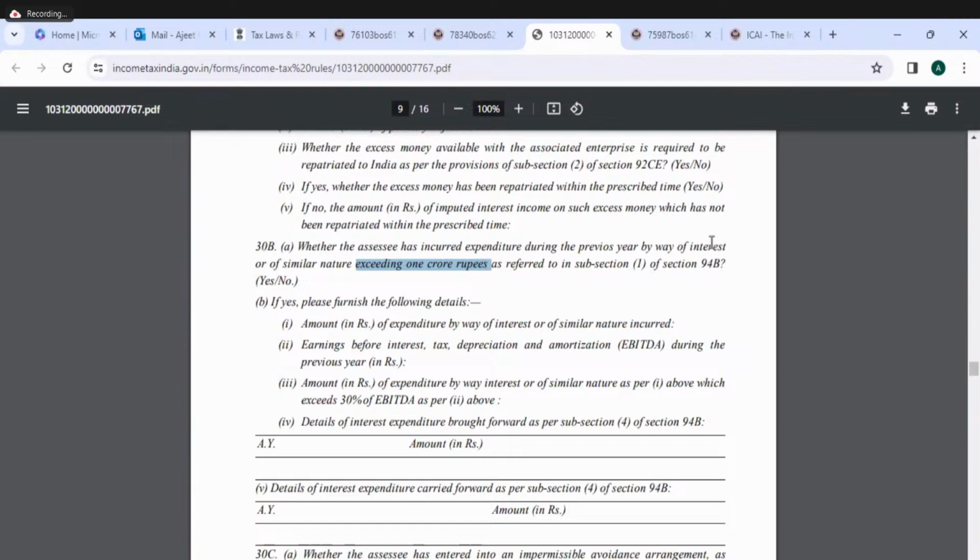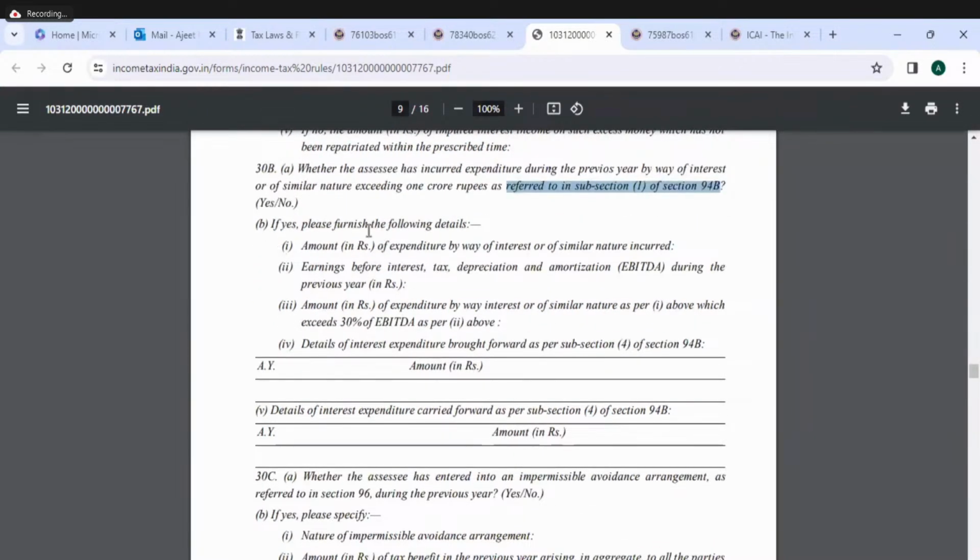So what will be your answer in this case? Yes, the assessee is WTL. It has incurred interest or similar nature amount exceeding 1 crore, which is referred to in 94B. 94B referring to means interest which you are paying in respect of a loan which has been issued by a lender, which is your non-resident AE. Because you have to see as referred to in sub-section 1 of 94B. 94B relates to the interest in relation to a loan or debt issued by a non-resident AE. Then only the answer will be yes, which is the case here.